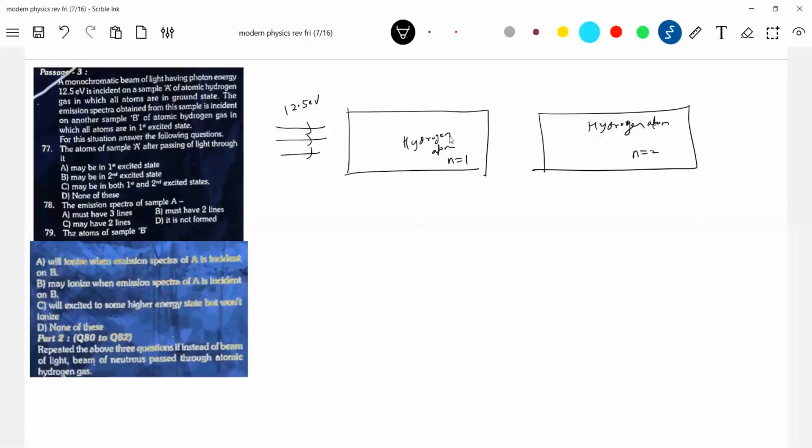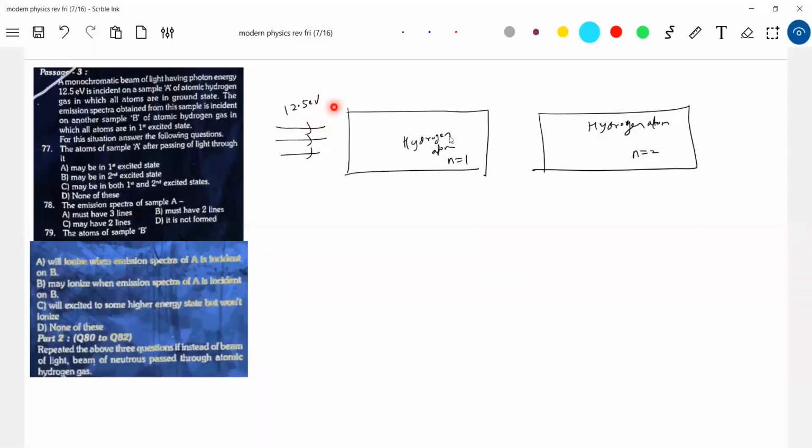So what will happen to this hydrogen gas? Minimum needed is 10.2. So can it make a transition to any excited state? 12.5, will it correspond to any excited state? More than second. Not possible. I think it cannot excite to any state. Am I right? Look at 12.5.